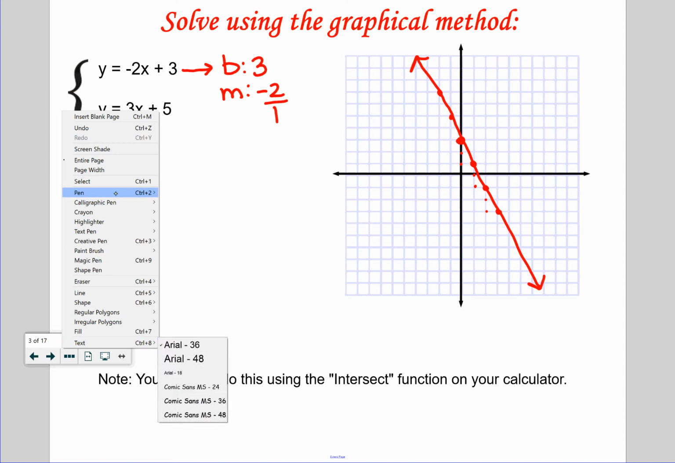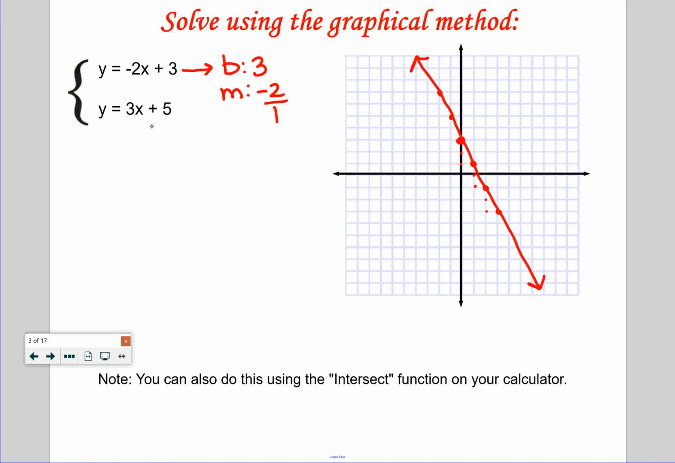Let's look at the second one. Again, we have slope-intercept form, so I can name my y-intercept 5 and my slope 3. Again, I'm going to think of it as a 3 over 1. To graph, I'm going to make a point at 5 on my y-axis, and then I'm going to rise 3, run 1. Do that a couple times. And there is my second line.